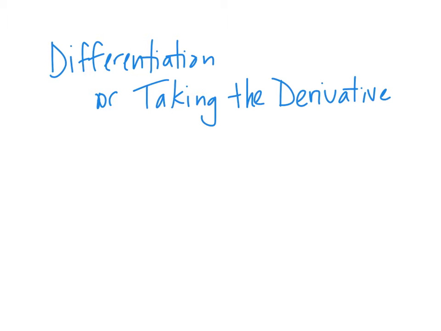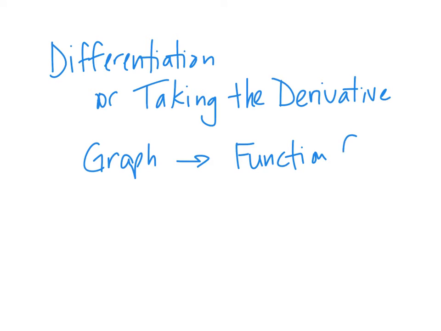Number one, if we have a graph, we can use this process that we're going to talk about, and it will find a formula, a function for the slope. So we're talking about graphs that are kind of messy, where the slope is not a constant thing. This process of differentiation, or taking the derivative, allows us to determine a function, a rule, for what the slope is at any particular moment or any particular time.